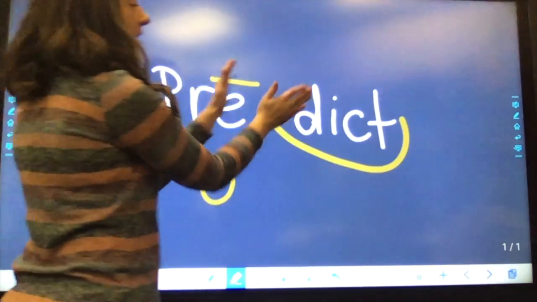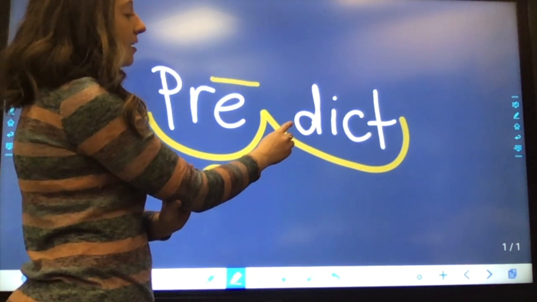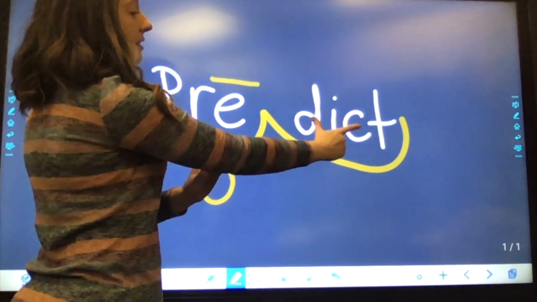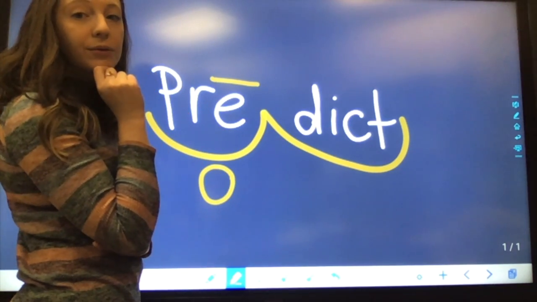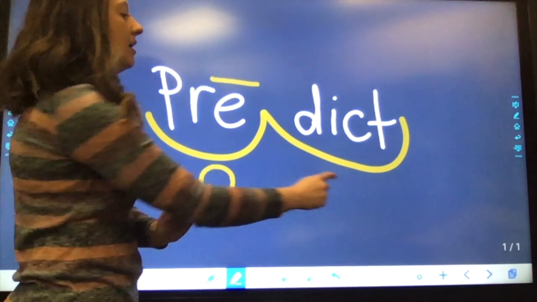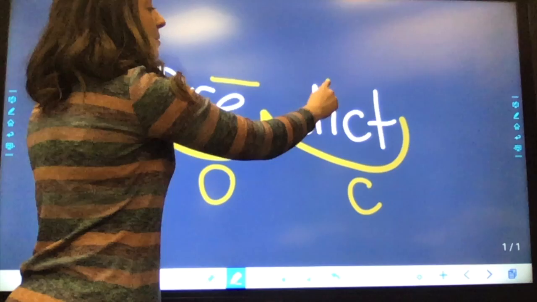Now I'm going to look at the dict part. We have the I, and it's in between those letters. So is it open or closed? It is closed. And the I says I, so I'm going to put my breve.